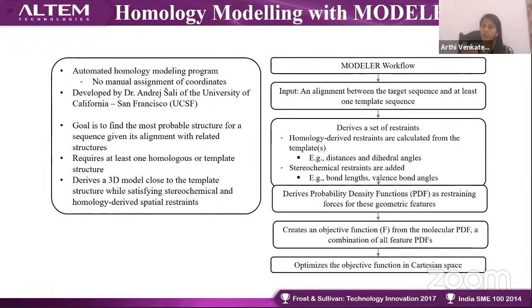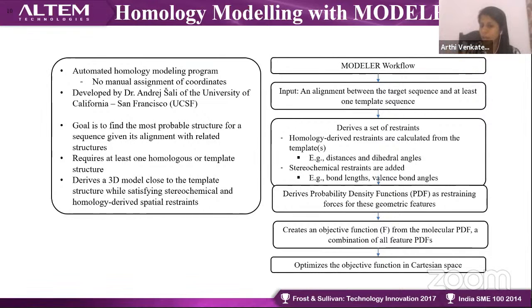And what is the exact Modeler workflow? You'll be having an input as well as the alignment between the target sequence and the template sequence. Then you can derive a set of restraints, and here you will be having homology-derived restraints, which are calculated based on the template. You can calculate the distances as well as dihedral angles here. Coming to stereochemical restraints, you need to check the bond length, the valence bond length, and bond angles. Apart from that, there are derived probability density functions. Based on this function only, it can predict the complete geometric features of your protein structure.